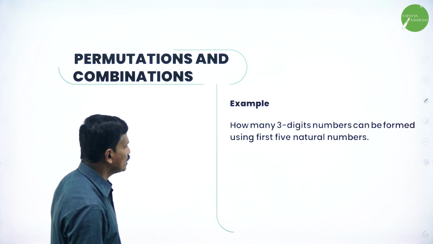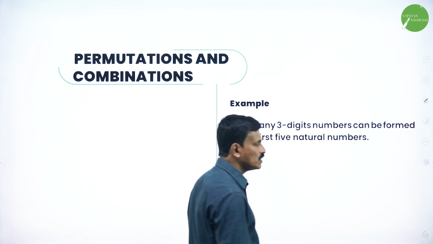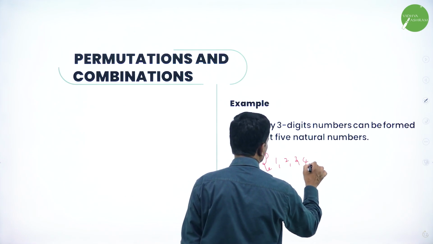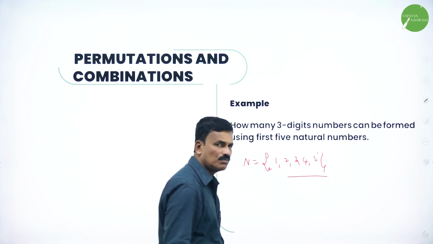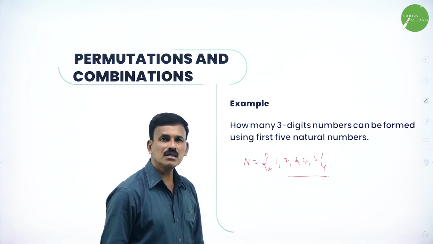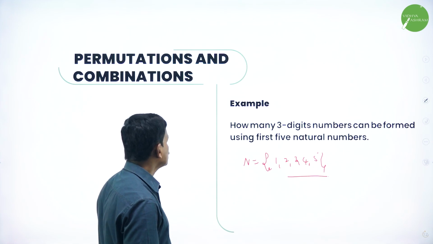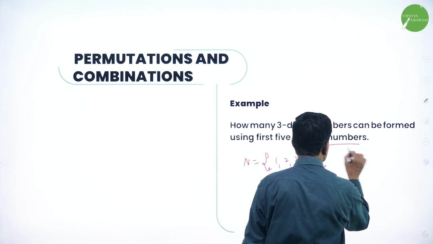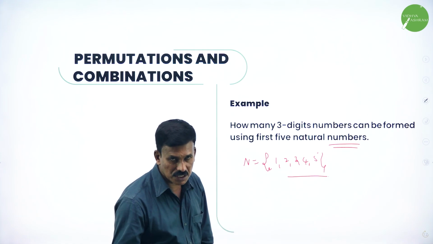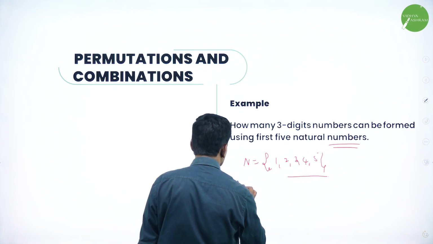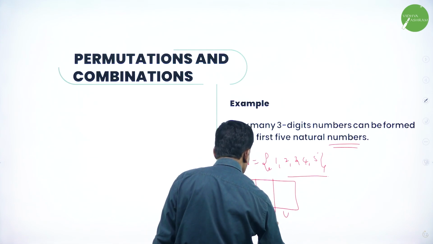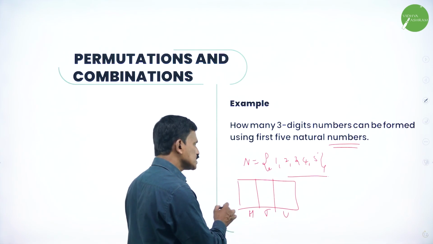How many 3 digit numbers can be formed using the first 5 natural numbers? The first 5 natural numbers are 1, 2, 3, 4 and 5. Here the repetition may or may not be allowed. First, suppose the repetition is allowed. A 3 digit number has a unit place, a 10th place and a 100th place.